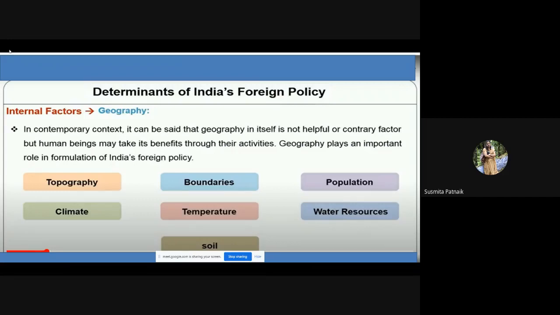Here it has been written that geography itself is not only a helpful or contrary factor, but human beings take its benefit through their activity. Geography plays an important role in the formulation of India's foreign policies. Sometimes, whether it is the boundary, the temperatures, or the soil, individuals through their efforts change the geography of a country and its foreign policies. So this is the first internal determinant of India's foreign policies. Any doubts, students?